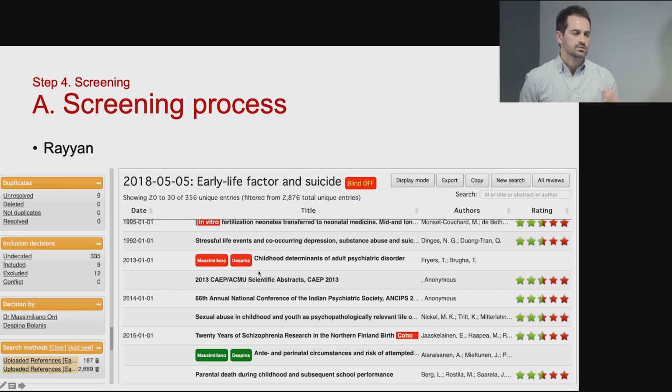Despina could not see my decisions. And we decided on this paper whether we should include it or not. So for example, we put a red tag if the paper should be excluded, and a green tag if the paper should be included. And then you can see, for example, here the level of agreement: for how many papers we agreed on including or excluding, or the papers we were conflicting on.